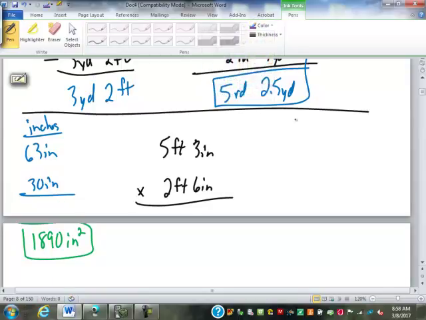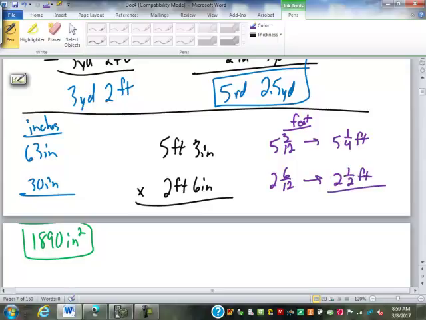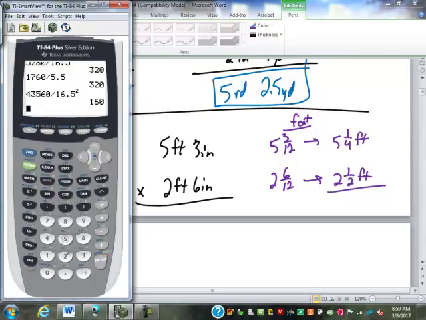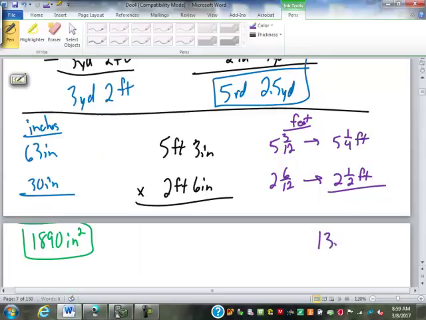Or I could change them all into feet. 5 foot 3 inches. Well, an inch is a twelfth of a foot, so that's 3/12 of a foot, or 5 1/4. 5.25 works as well. 2 foot 6. Well, that's 2 6/12, or 2 1/2. And so we do 5.25 times 2.5 and get 13.125 square feet.